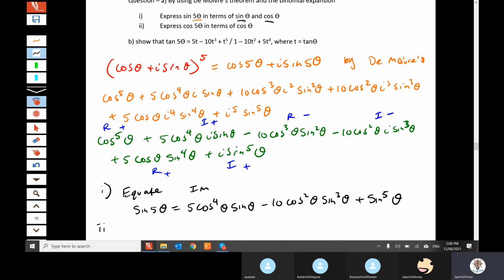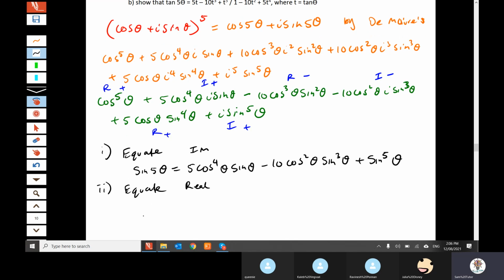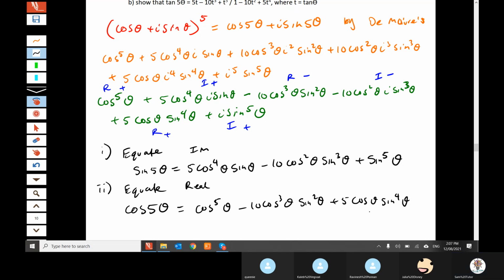Double I, equate real. Cos of 5 theta equals real. Okay, cos to the power of 5 minus 10 cos cubed sine squared plus 5 cos theta sine to the 4.